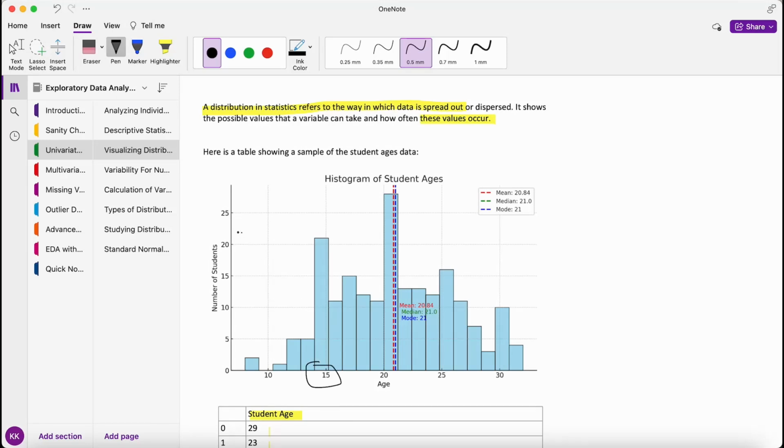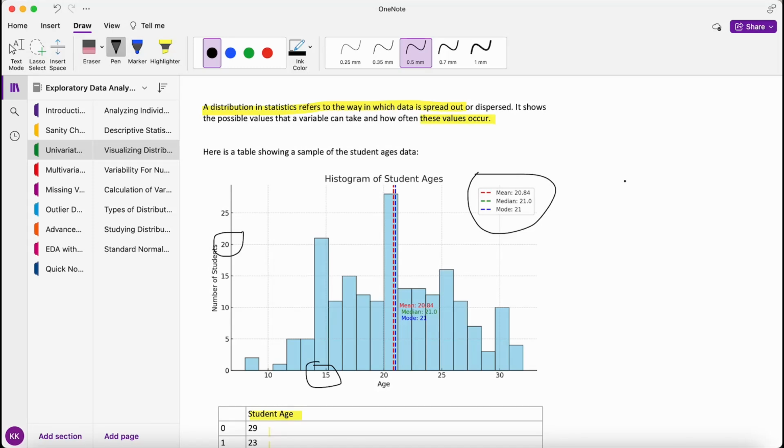As we look at the histogram of student ages, we can observe how often each age occurs within the range of the dataset. This graphical representation allows us to quickly assess the central tendencies of the data, the mean, median, and mode, which are marked by the dashed lines. The mean, calculated as the average of all ages, is 20.8 years, which provides a central point for our data.